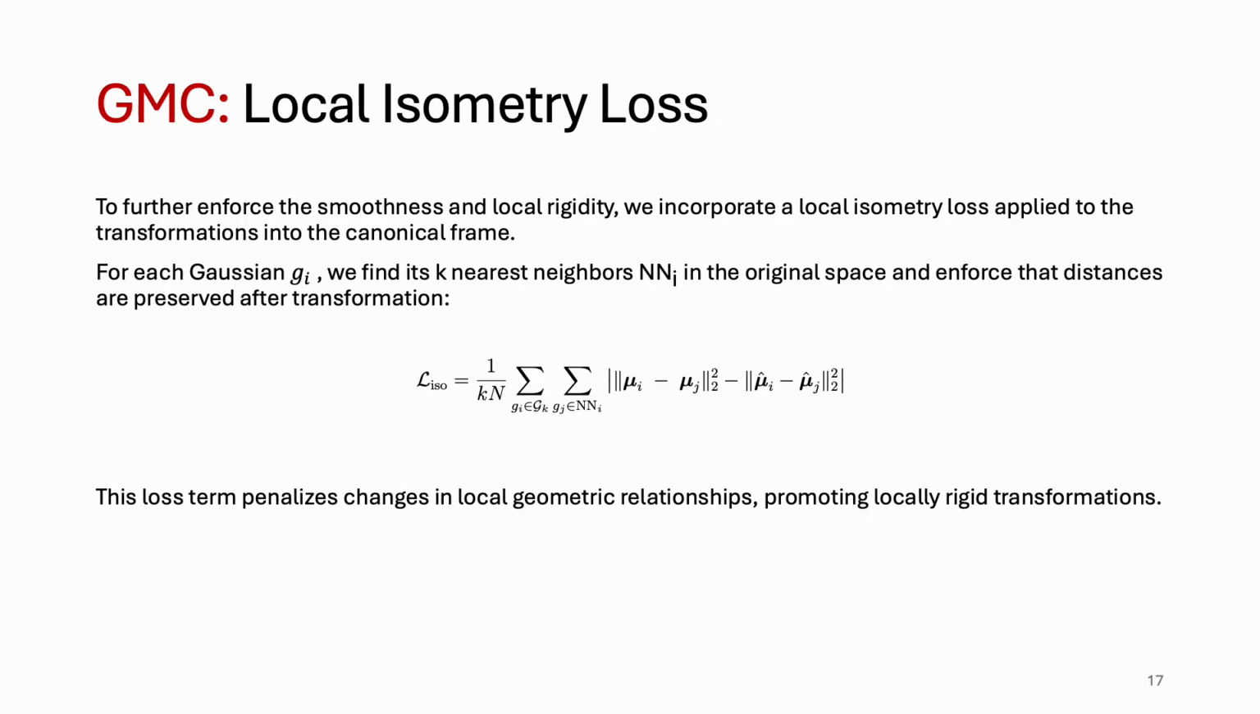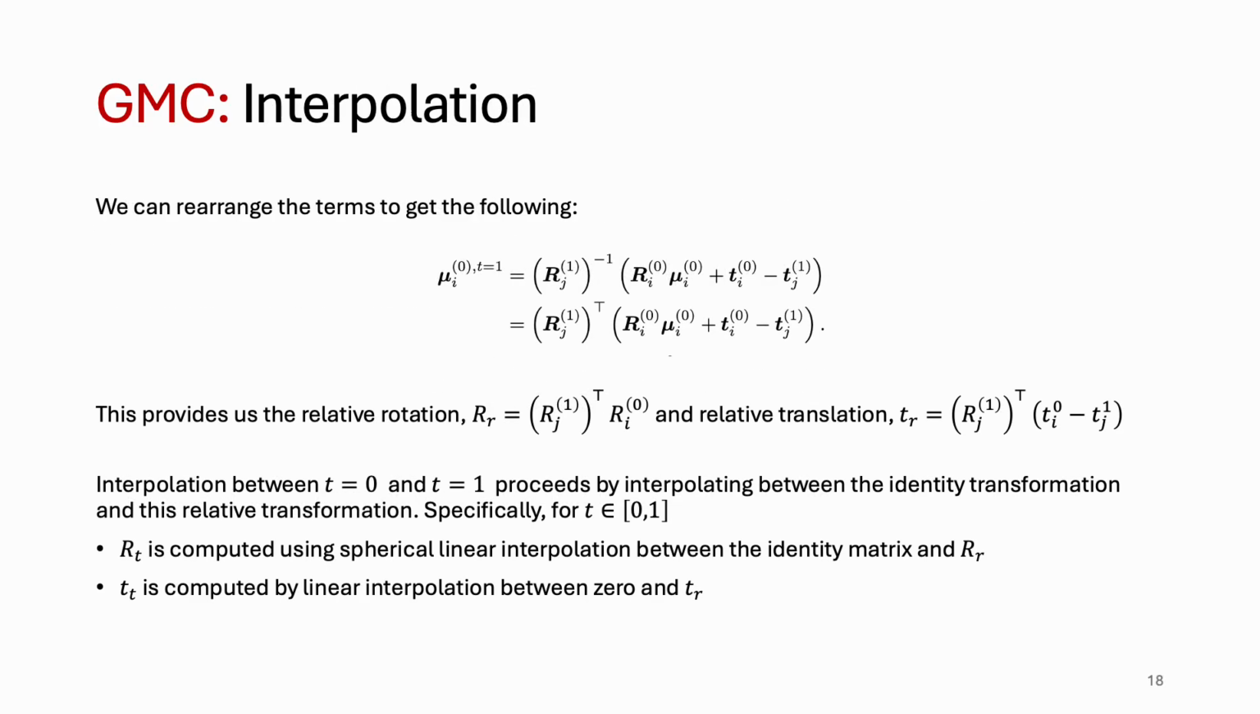To further enforce smoothness and local rigidity, we incorporate a local isometry loss applied to the transformation in the canonical space. Each Gaussian Gi finds its nearest neighbors in the original space and enforces that the distances are preserved after transformation. Now, once the unary potential fields have been trained, we can define the relative rotation and the relative translation as shown. Interpolating between the time steps 0 and 1 can be done by interpolating between the identity transformation and this relative transformation defined.